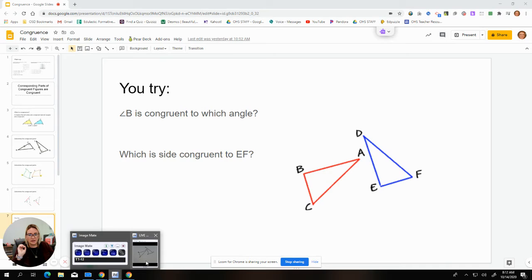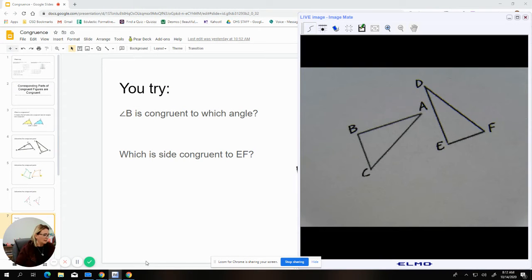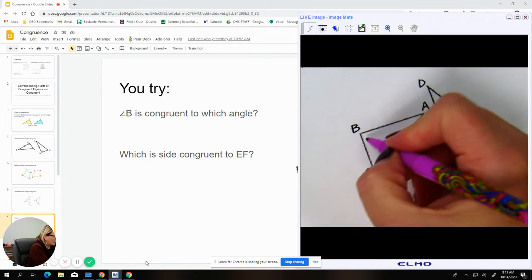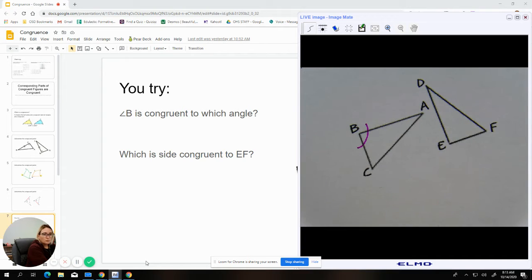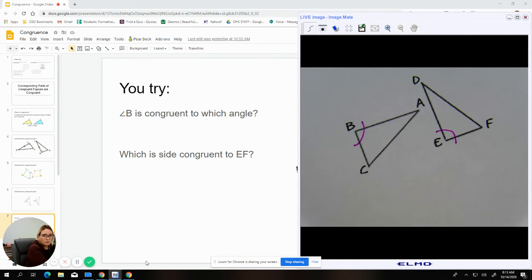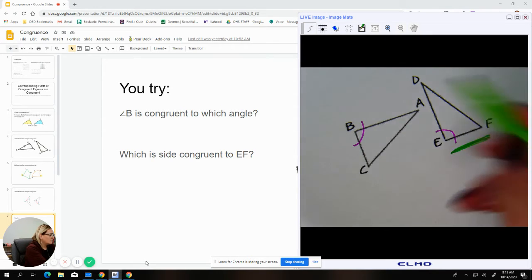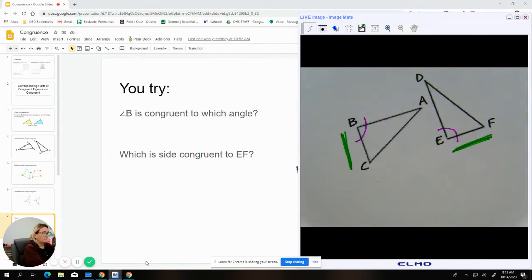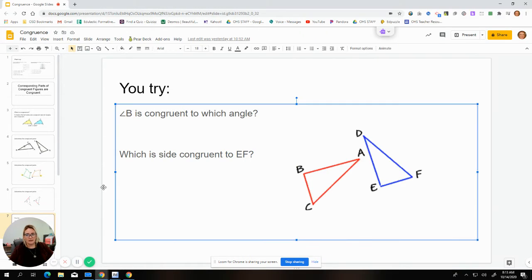Okay, so hopefully you were able to see that angle B right here is congruent to angle E. Okay, they're both the same part of the triangle. And hopefully you were also able to see that EF is the same as BC. Okay, EF and BC and angle B and angle E.